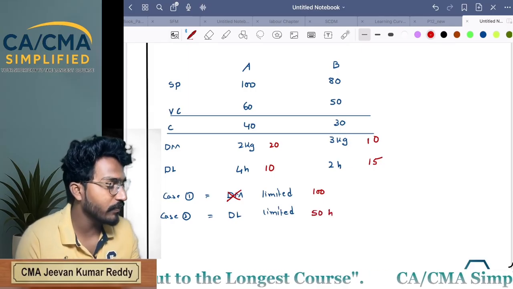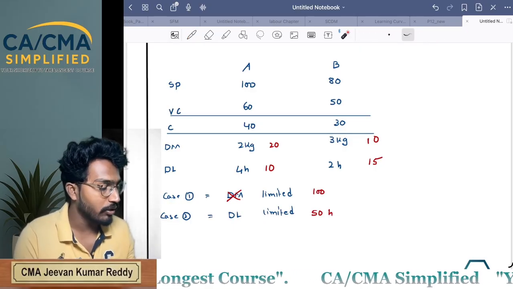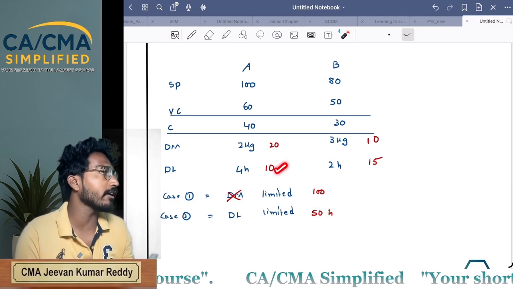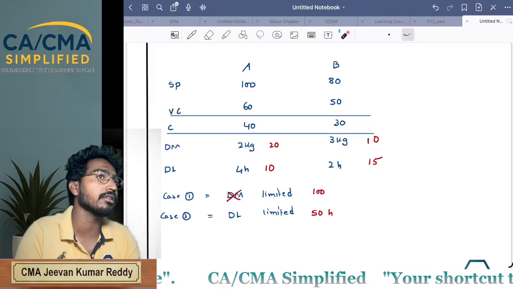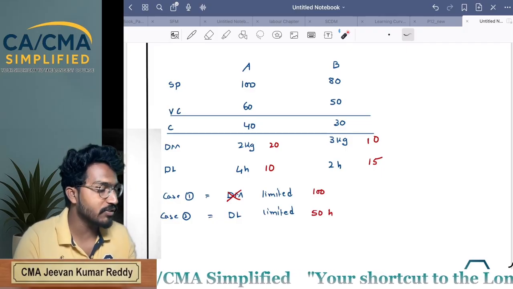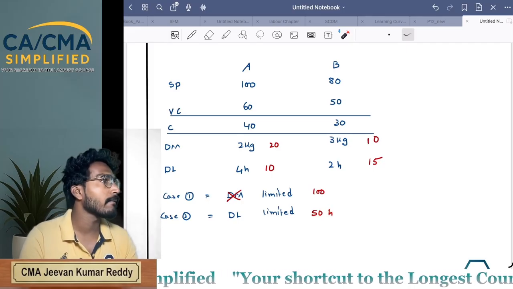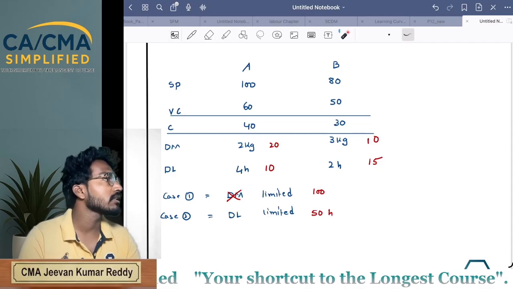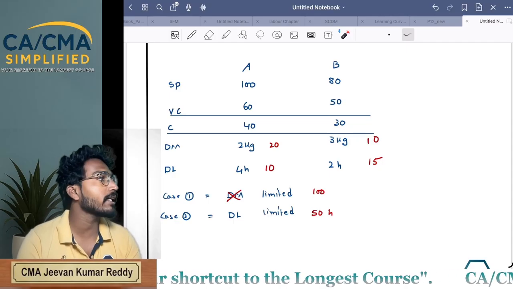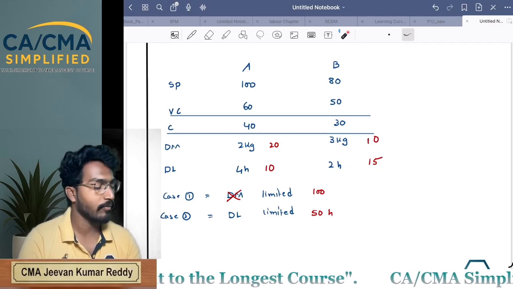How many hours? 50 hours of labor. If you produce product A, in these 50 hours, you will get per hour how much? 10 rupees. 10 rupees into 50 hours, how much? 500. Next, if you produce product B in these 50 hours, you will get how much? 15 rupees per hour. 50 into 15, 750. So you will go with which product? Product B. Why? Because the contribution per labor hour is high.